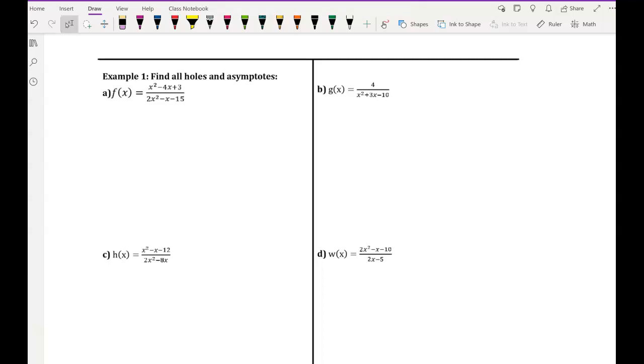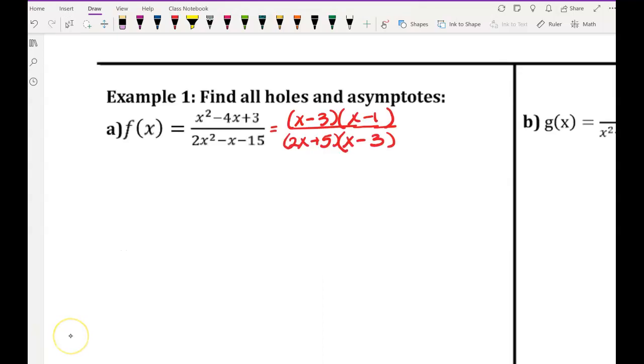All right, example A. f of x equals x squared minus 4x plus 3 divided by 2x squared minus x minus 15. So first step, guys, is factor out everything. So what I would like for you to do is take a moment to factor out the numerator and the denominator. Voila! Hopefully you guys have these as your factors.